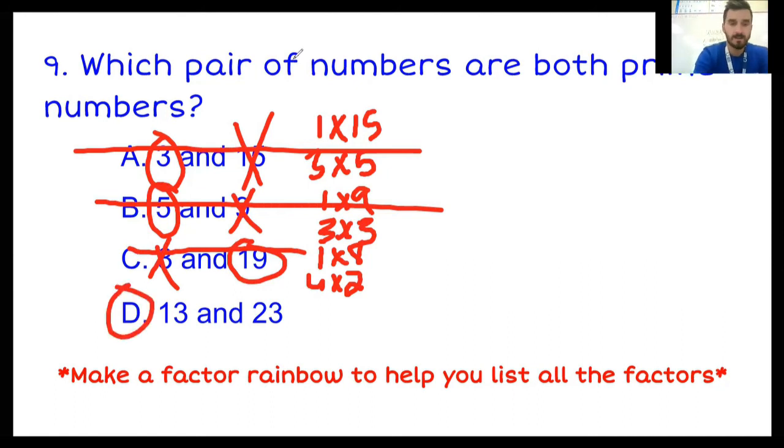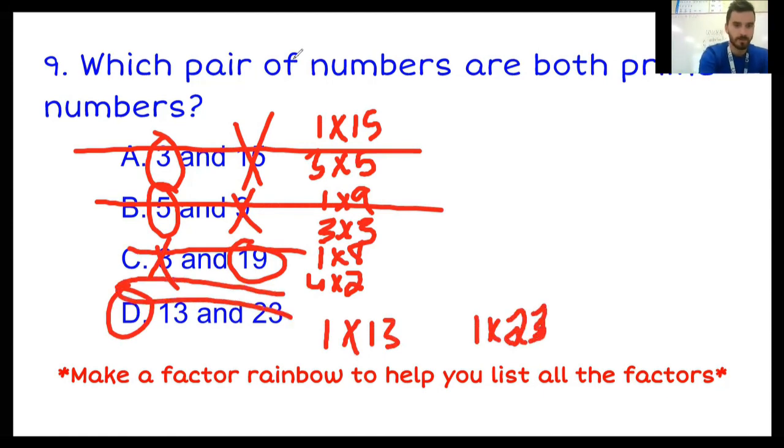We would still check it. If you listed your factors for 13, you could only do 1 times 13. And then for 23, you can only do 1 times 23. So you'd have 2 prime numbers there. Whoa, that looked awful. And again, just listing the factors out next to A, B, and C, eliminating answers, and you just get left with the one final answer.